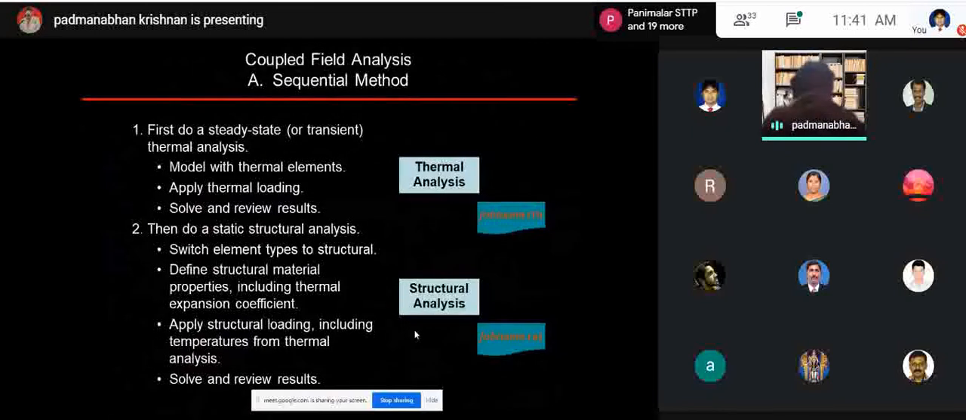So you do a steady state or transient thermal analysis and then do a static structural analysis. The job name and how to name the jobs is also written. You can apply structural loading including temperatures from the thermal analysis and then solve and review results.